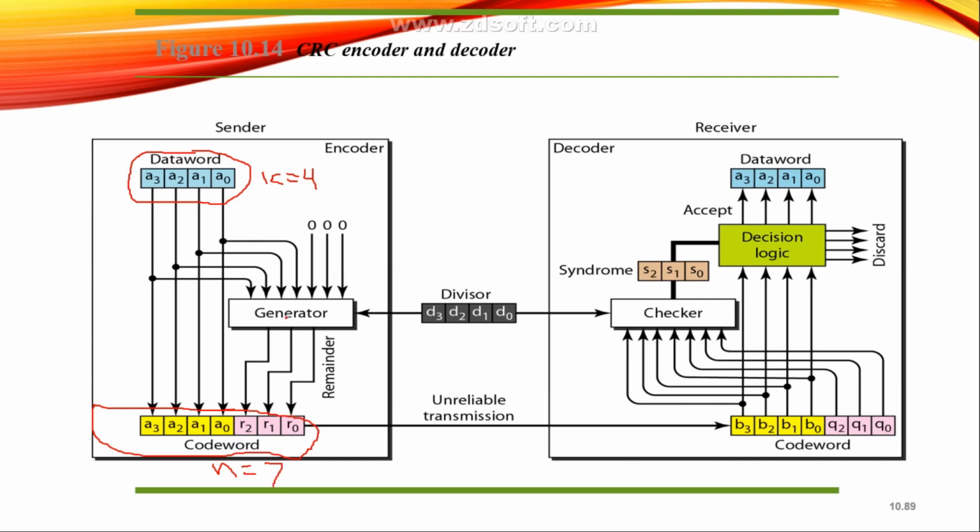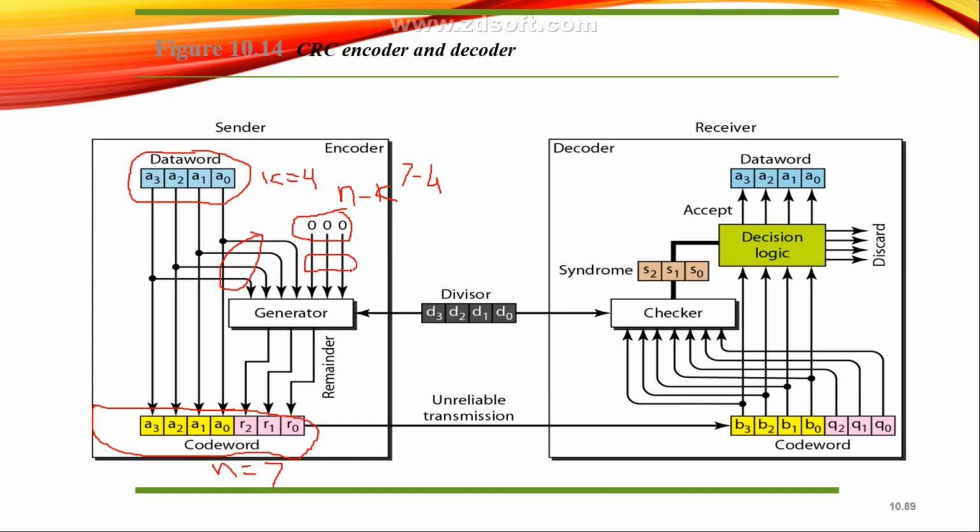The size of this data word is augmented. Augmented means it has been increased by adding n minus k zeros to the right hand side of the word. This is your original data word, and how do we calculate the extra zeros? Remember, it is n minus k. Here it is 7 minus 4, which is 3. So we append 3 extra zeros to the right hand side of this word.